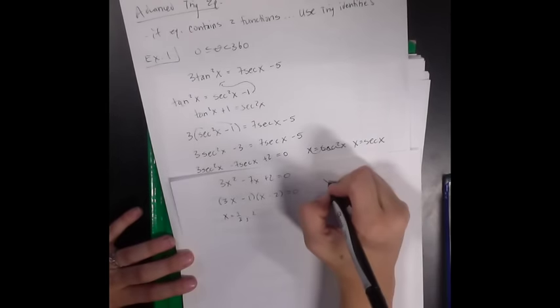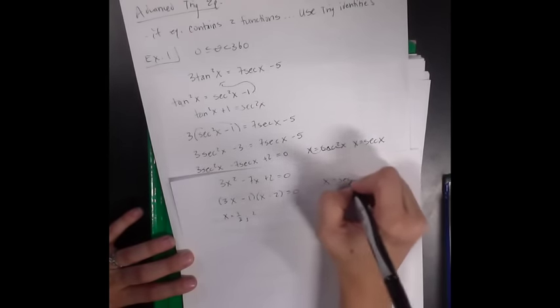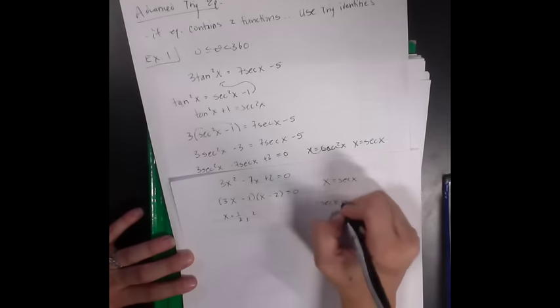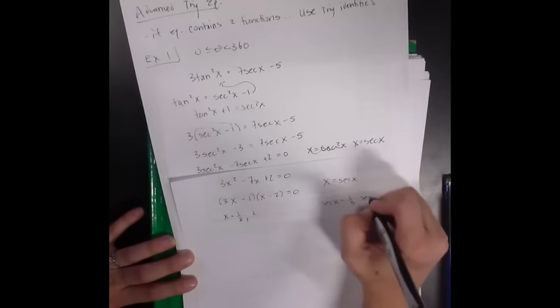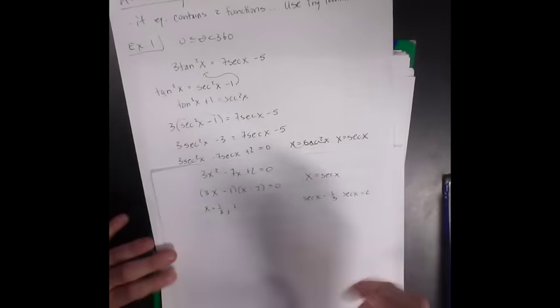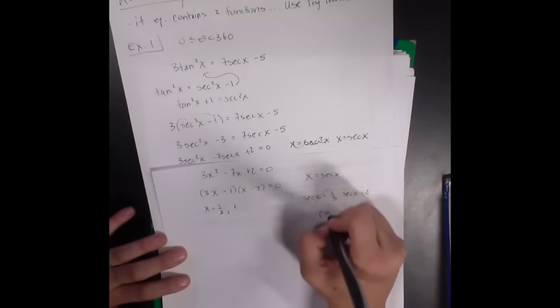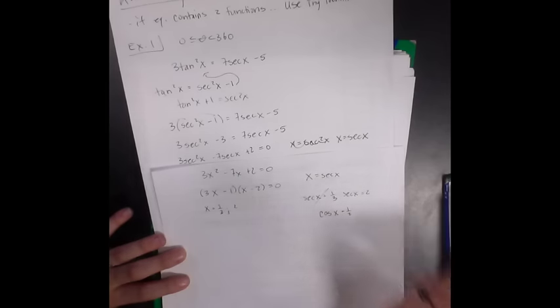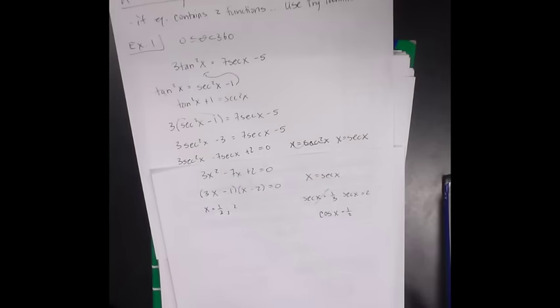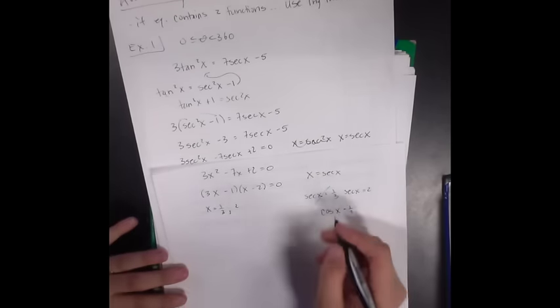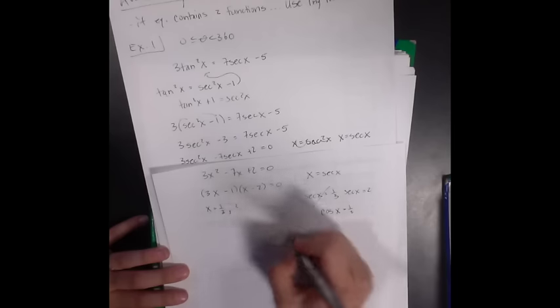And then we say x is the secant of x. So secant of x is 1/3, or secant of x is 2. We discard the 1/3, and it tells me the cosine of x is 1/2. Not cosine squared, sorry.